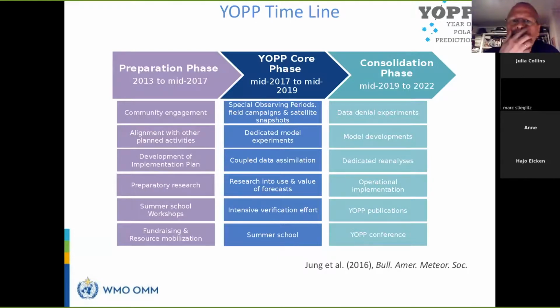So we are now entering into the YOPP core phase, where we have the special observing periods with field campaigns, satellites, snapshots, etc., dedicated model experiments, and a lot of activities concerning the modeling effort. And then after this, from mid-2019 until 2022, there will be a consolidation phase, doing a lot of model experiments, but there will also be a lot of observations or field activity in that period. For those that are interested, there is a better description of this in a presentation from Thomas Jung et al. from 2016.